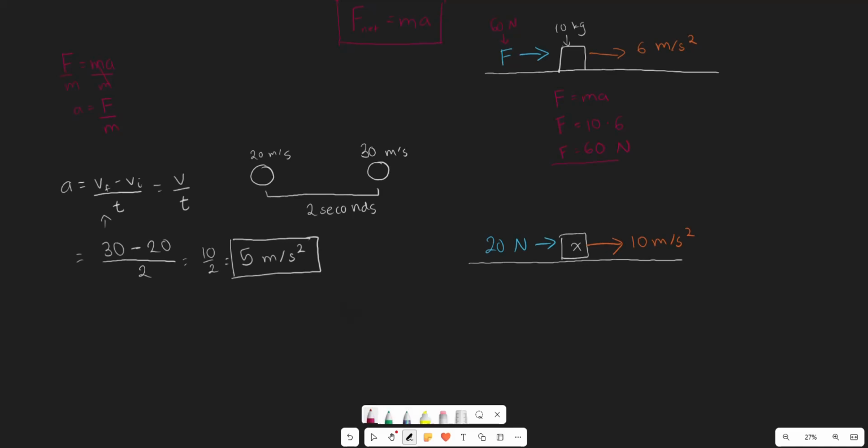So we can use Newton's formula again, but this time we don't know what the mass is and we know everything else. So 20 newtons of force is equal to the mass of the object times its acceleration. Let me start with the equation. Okay, 20 newtons of force is equal to the mass of the object, x, times an acceleration of 10 meters per second squared. So x is equal to 2 kilograms. That's the object's mass.